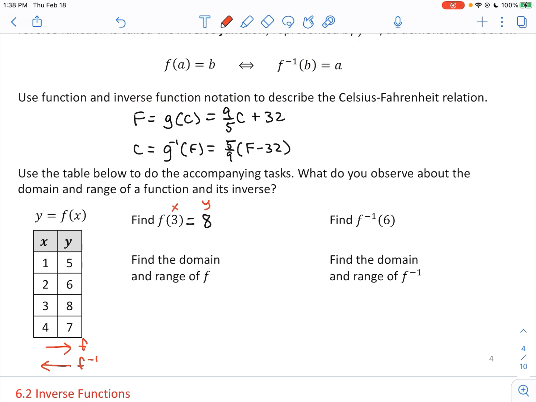Find the domain and range of f. Okay, well, if f is the direction that treats x like the input and y like the output, the domain will simply be all the x coordinates that we see in this list, and the range will be all the y coordinates we see in this list.